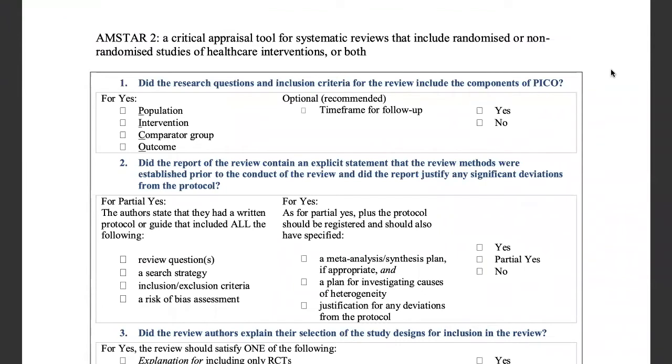So as I said before, the AMSTAR tool is a critical appraisal tool for systematic reviews that included either randomized or non-randomized studies in the field of healthcare. So I will go over each one of the 16 questions so you can get a sense on how you should read and interpret each one of the questions, and then it'll be easier for you on doing your critical appraisal for the systematic review on tolerabilitation.